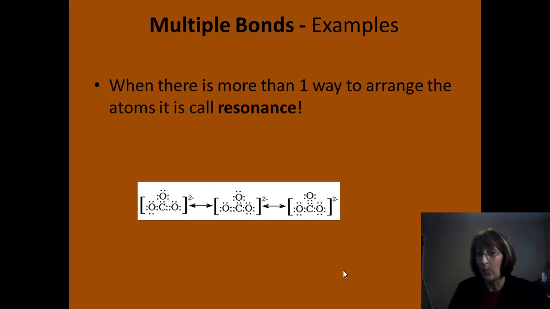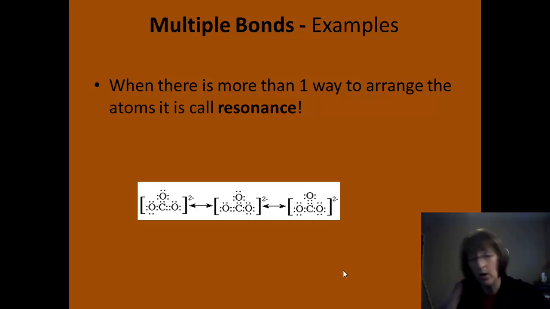Now, we haven't talked about double bonds. Yes, we did. We talked a little bit about double bonds in one of the first two videos, and so you would have double bonds like the carbon dioxide. Sulfur and oxygen are in the same group on the periodic table, so they're going to bond with carbon in the same way. When there's more than one way to arrange the atoms, we call it resonance.